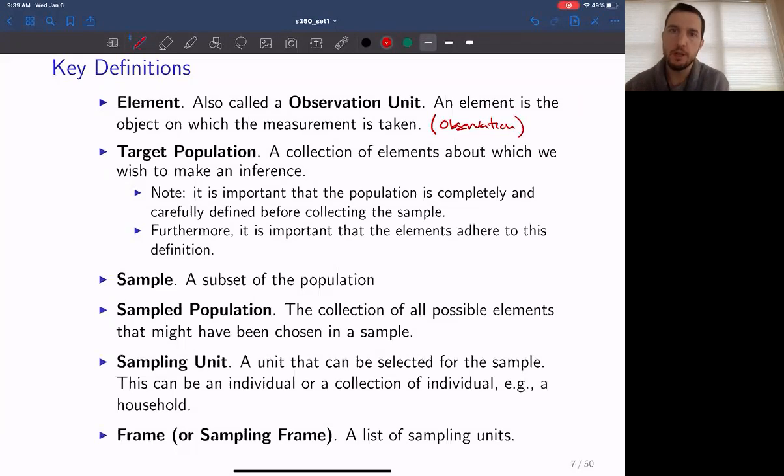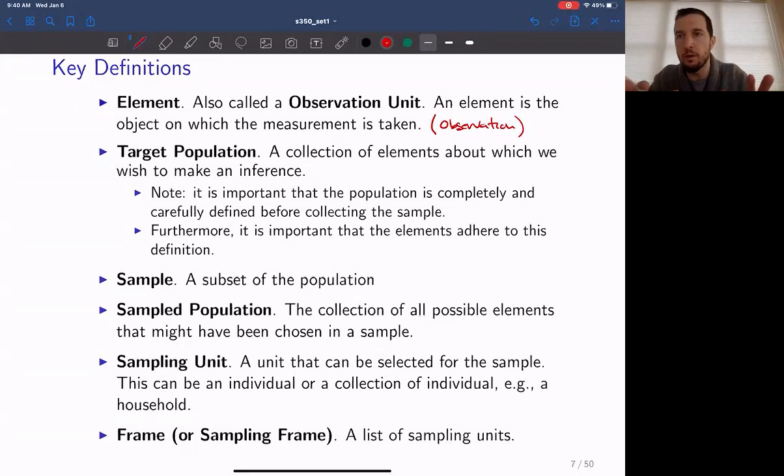The target population, of course, is the collection of elements that we want to make an inference about. So the description of the target population is extremely important, because if we want to make a statement about some population, we need to state exactly what the population is that we want to make a statement about.